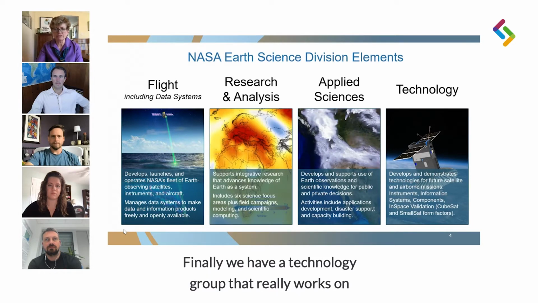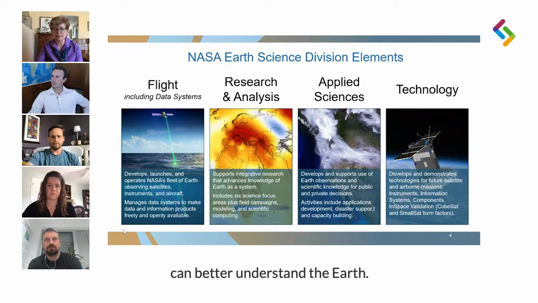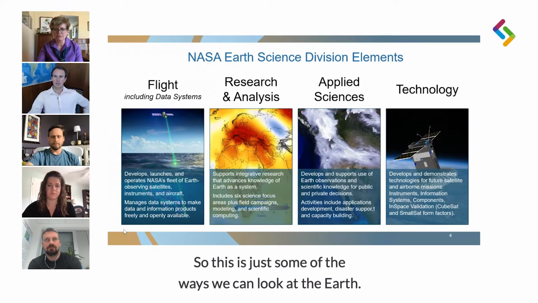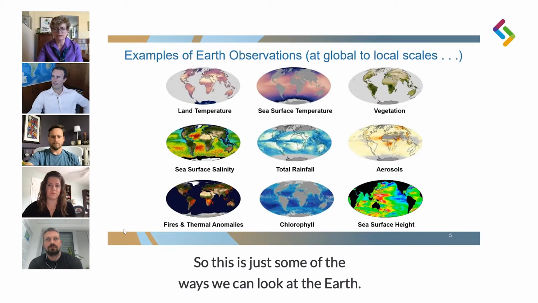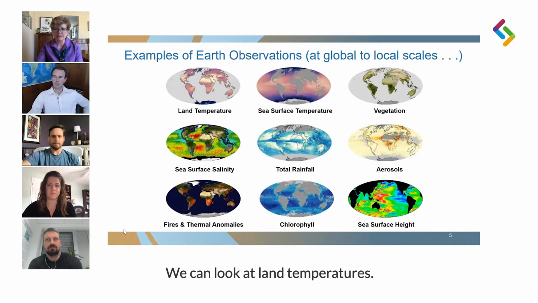Finally, we have a technology group that really works on the next instruments so that our next satellites can better understand the Earth. So this is just some of the ways we can look at the Earth. We can look at land temperatures. We can look at sea surface temperatures. We can look at how salty the sea is. We can look at how much it rains. We can look at sea surface height. We can even look at chlorophyll. Many different ways to look at the Earth through our different instruments.